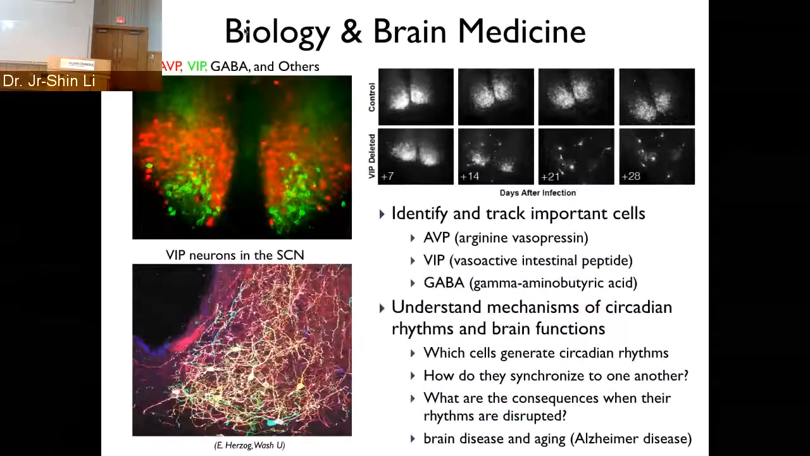Okay, so this is our ongoing research. You can see that these cells are more important in terms of triggering circadian rhythms. What we are trying to study is, if we have the network data, can we use our algorithm to locate these important nodes?